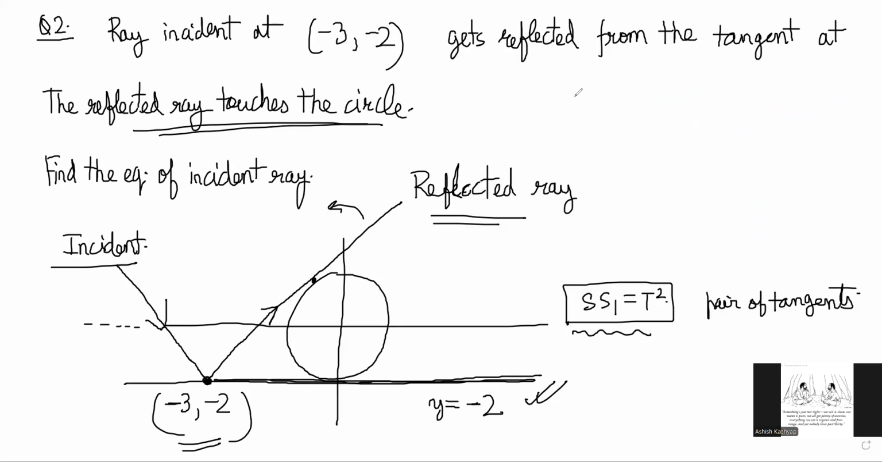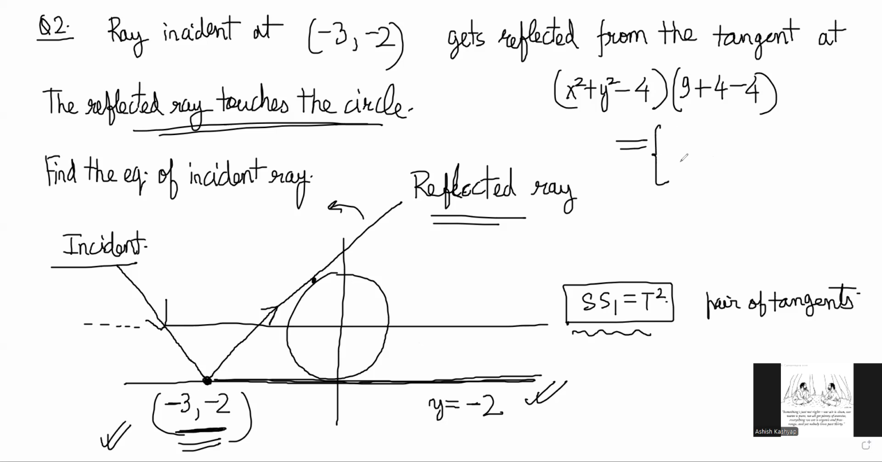So the equation of the circle is x square plus y square is equal to 4. So S is this. S1 would be putting this point into the circle, right? Correct? Yes, sir. So it would be 9 plus 4 minus 4 is equal to T square. T is the tangent equation with respect to this point. So it would be (minus 3x minus 2y minus 4) whole square, right? Are you understanding?